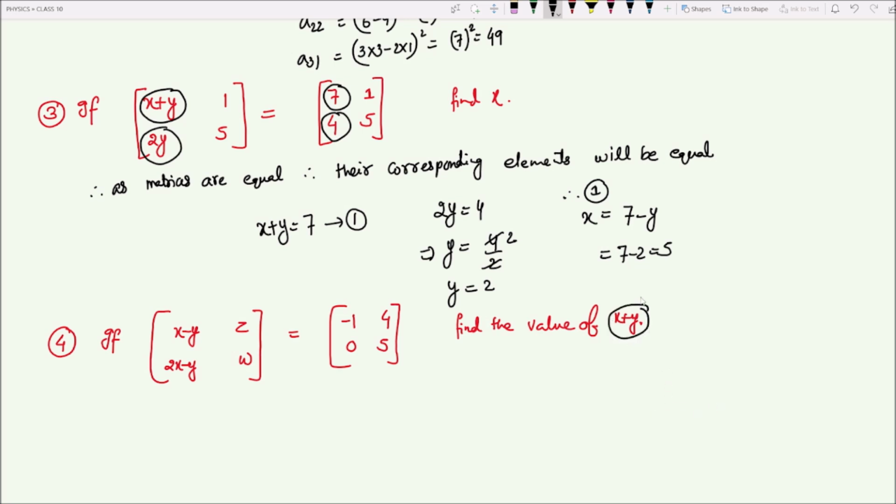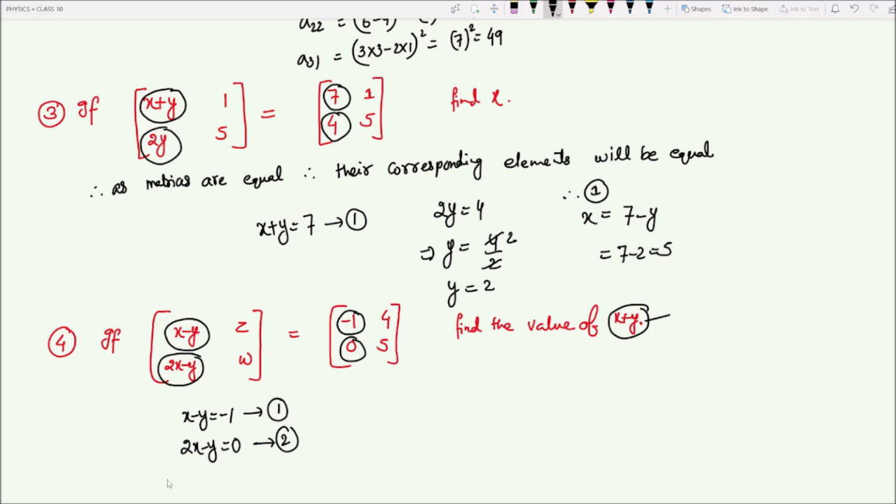The fourth one is find the value of x plus y. We have to find the value of x and y individually, and then we have to add them together to find the desired result. So here also two matrices are equal, therefore x minus y should be equal to minus 1. So x minus y is equal to minus 1. This is equation number 1. Now here 2x minus y is equal to 0. So 2x minus y is equal to 0.